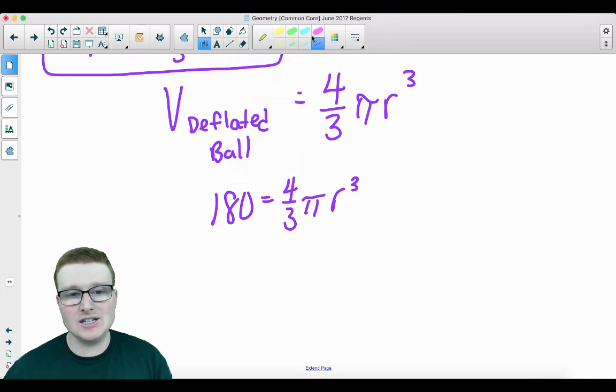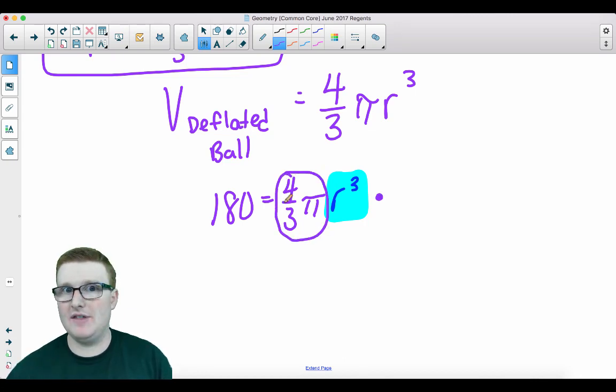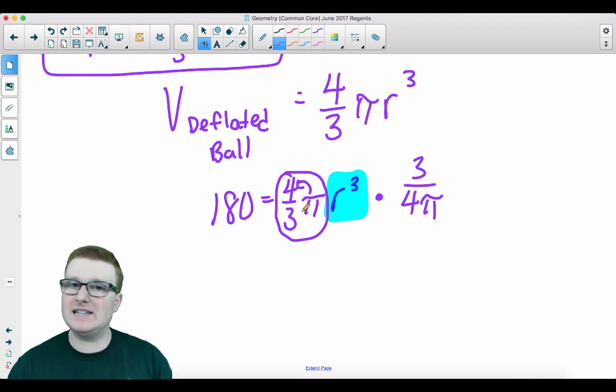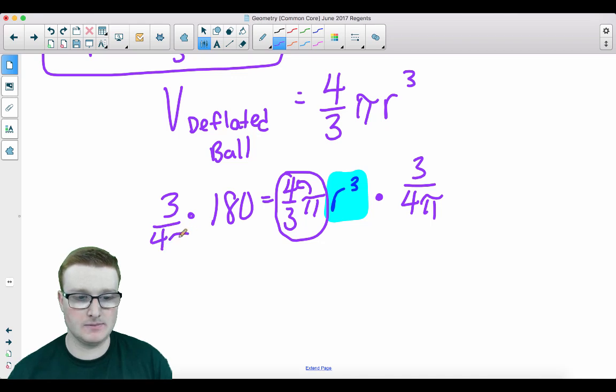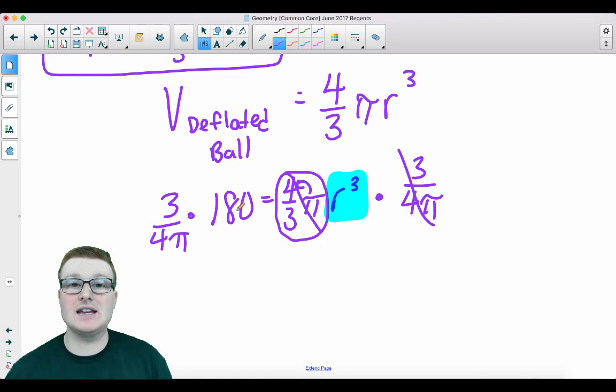Your goal is to isolate this piece right here. You're trying to solve for r, not r cubed, but we're going to deal with that later. So the best thing to do is multiply by the reciprocal of that. The reciprocal of 4/3 pi is 3 over 4 pi, because the pi is really in the numerator. So you move it down to the denominator along with the 4, and you move the 3 up top. You just flip that fraction. And what you do to one side of the equation, you must do to the other side. These cancel. Then I'm just going to leave this in its form.